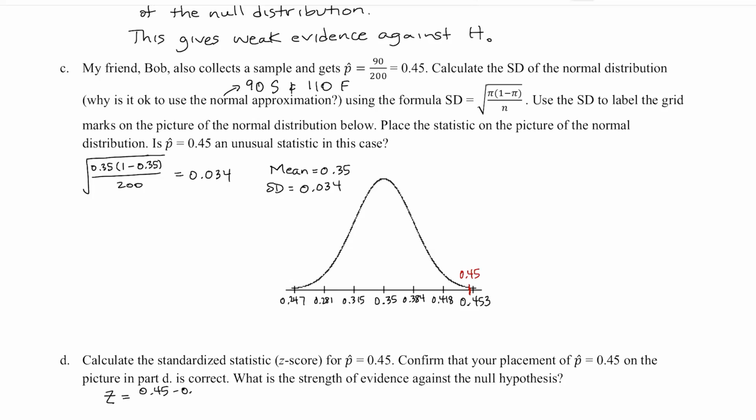Now, if we calculate the standardized statistic, once again, we're going to take our statistic minus the mean of the null distribution from what we assumed in the null hypothesis, divided by the standard deviation, and this time we get 2.94. So this makes sense with where we put the red 0.45 in that picture. It's almost 3 standard deviations above the center of the null distribution. It is almost to the third grid mark above center.